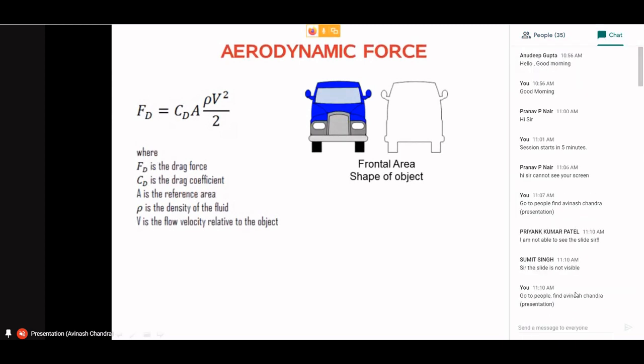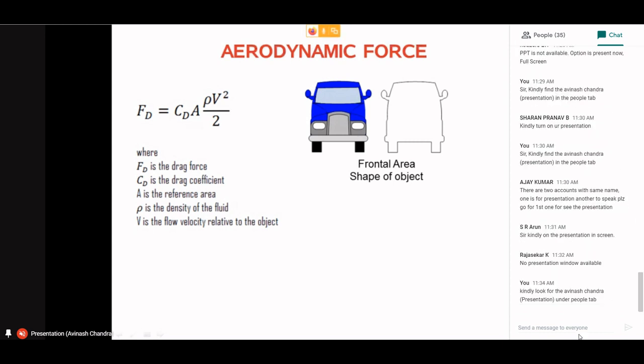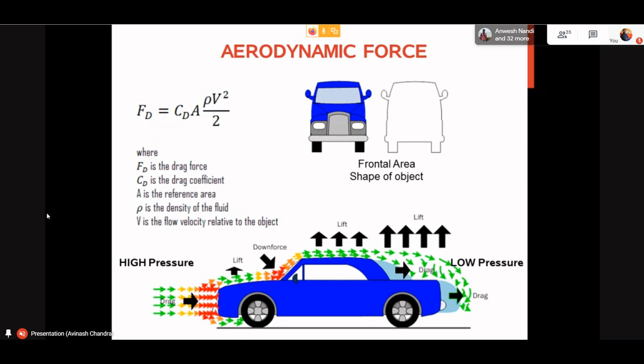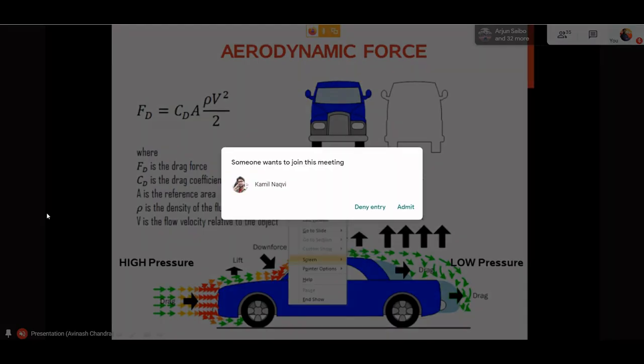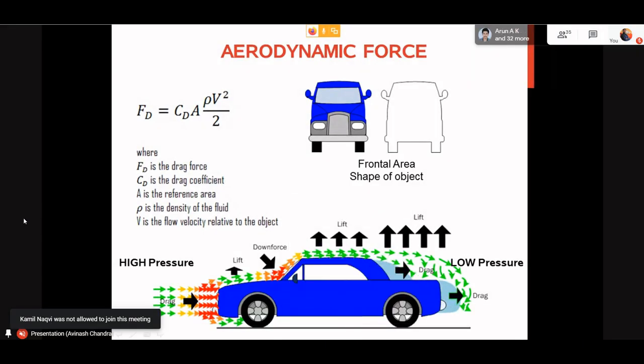So how the air interacts on the body, we can see on this figure. When the interaction is happening, assume the flow is going from left to right. So the pressure here is high and the pressure here is low. When the vehicle is interacting with the fluid, the area you see in the front, all the red arrows, is where you see the maximum pressure.